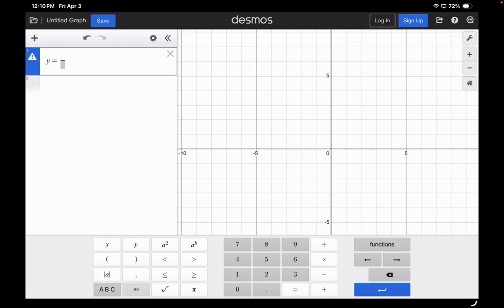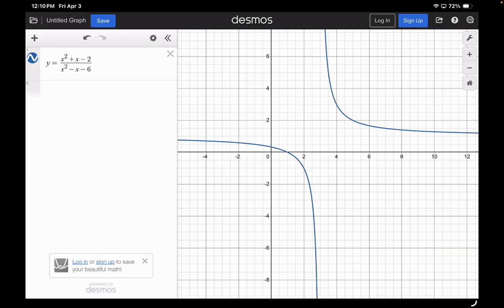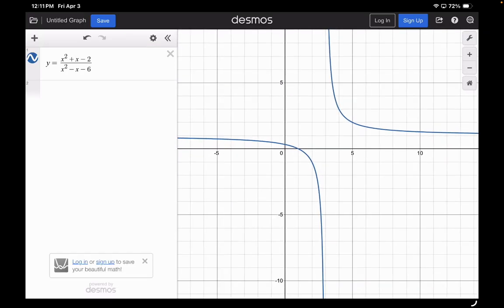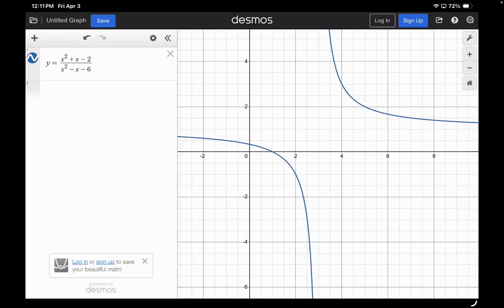So x squared minus 1 plus x minus 2 in the numerator, and x squared minus x minus 6 in the denominator. Is there a vertical asymptote? Yes, 3. That's right. Thank you. And what was your question, Jason?